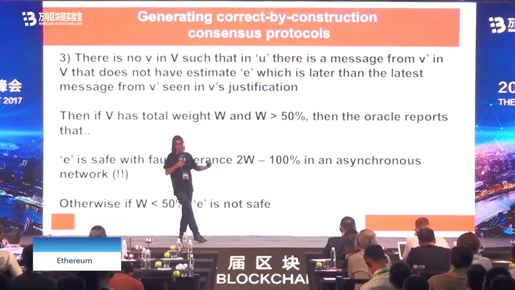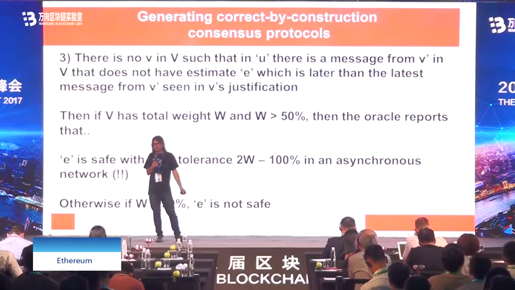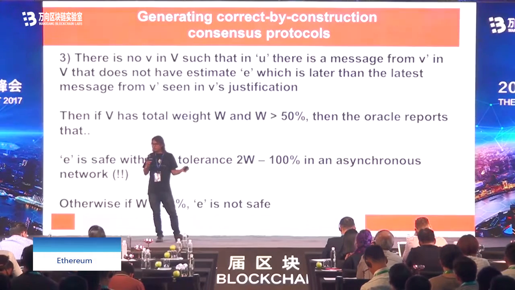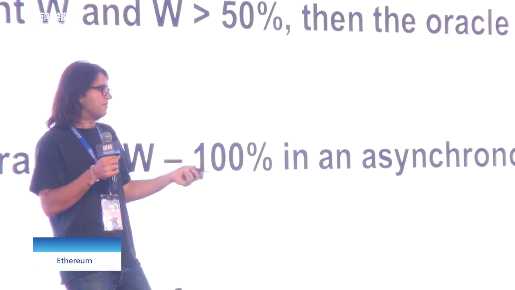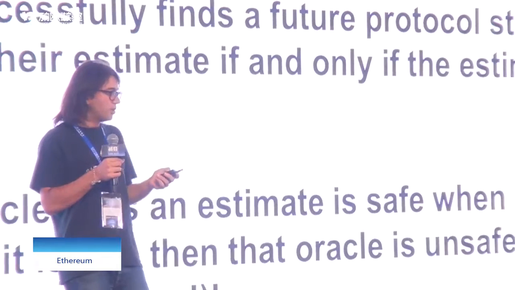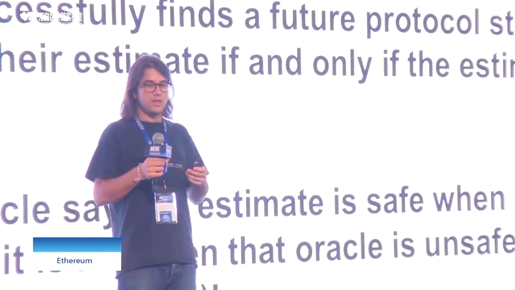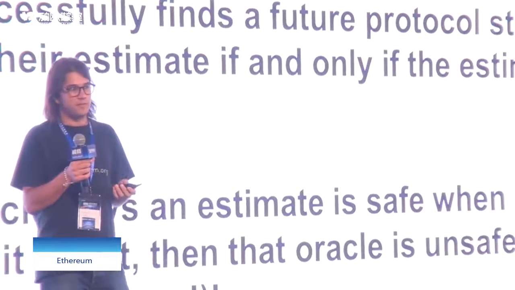So if you have 66%, then you're going to get this 33% fault tolerance number that we normally are used to. But if you were to have, say, 80% of the validators have this property, then we'd get a fault tolerance of 60%. And if the weight is less than 50%, then the oracle says that we're not safe. And so somehow that I'm claiming is going to reliably tell us if our estimate is safe.